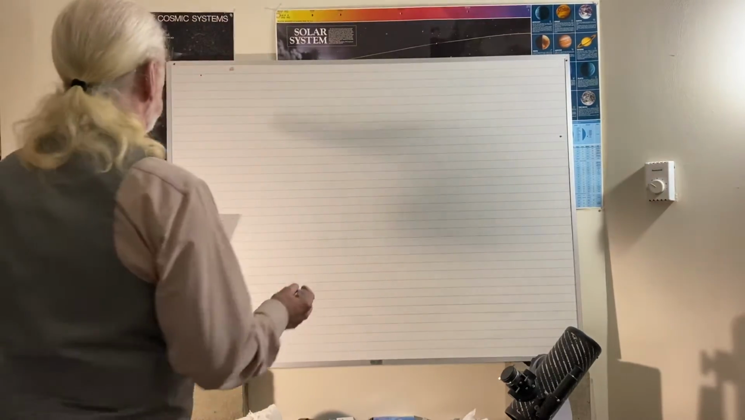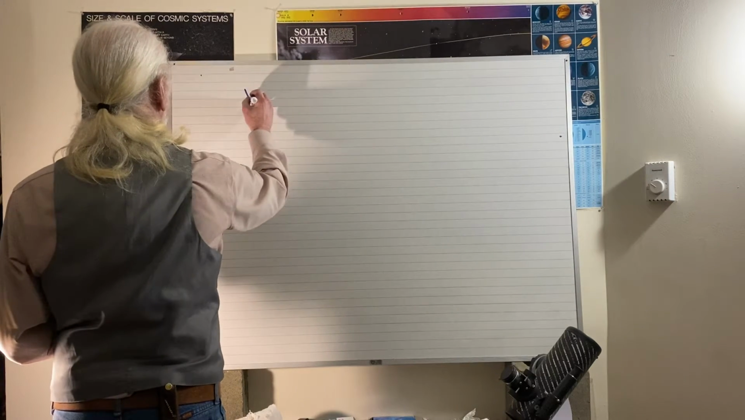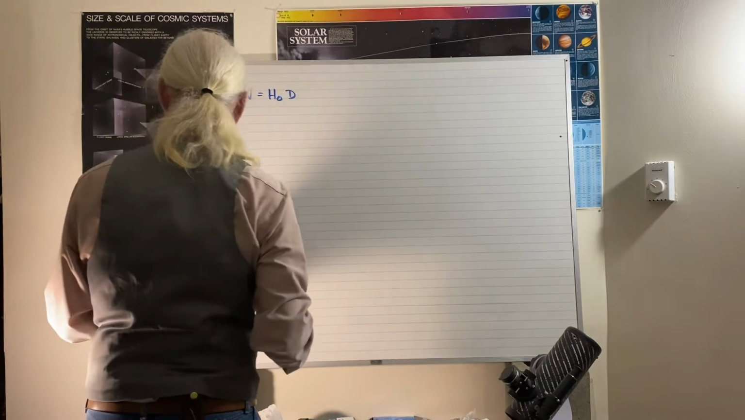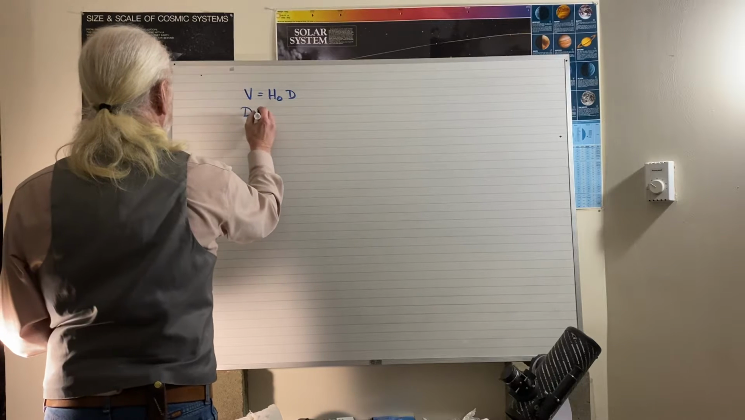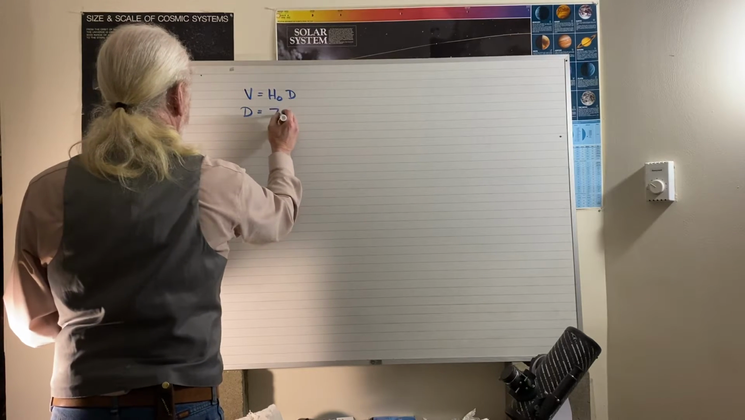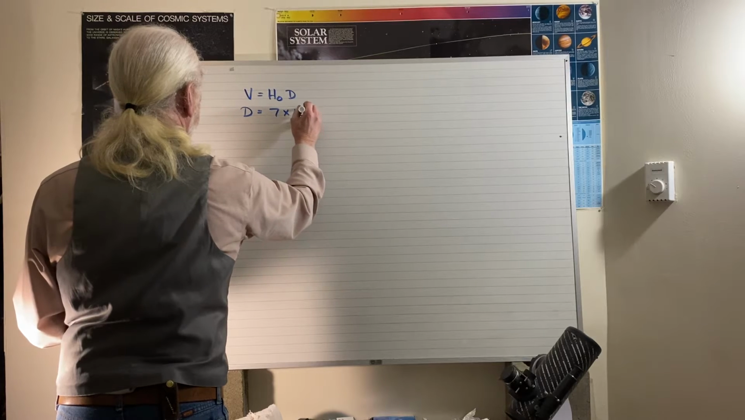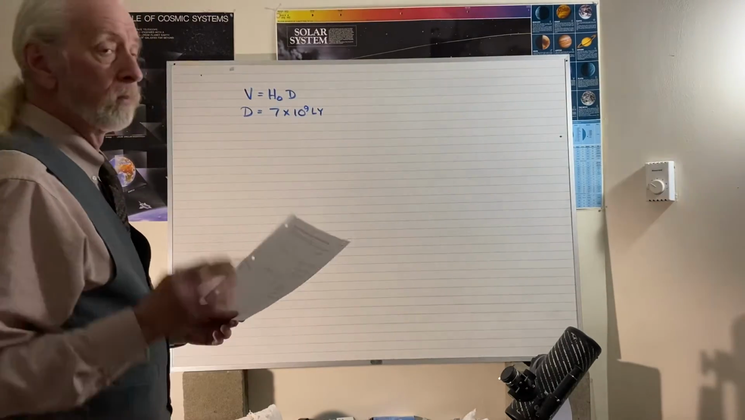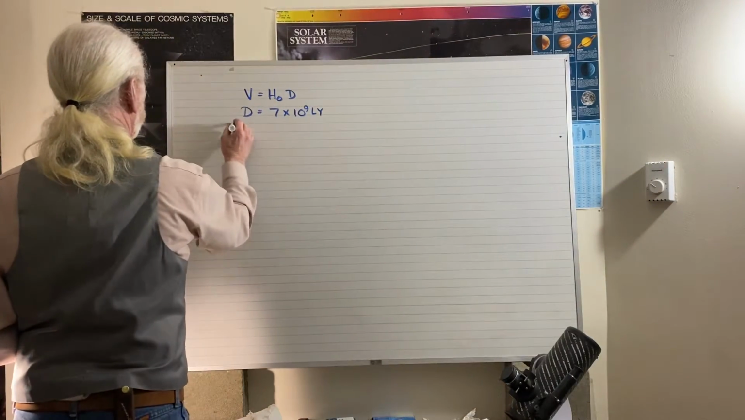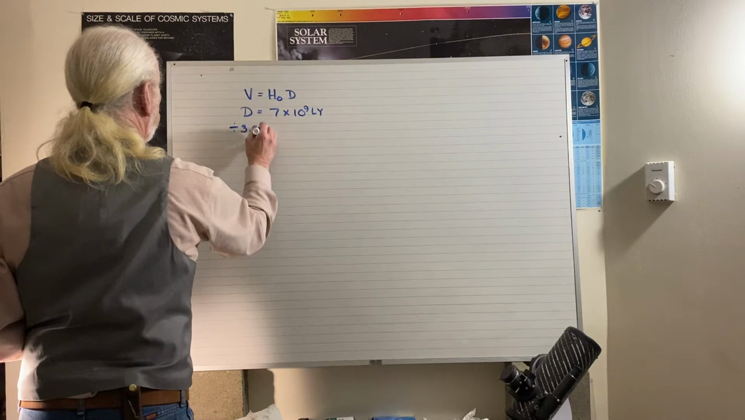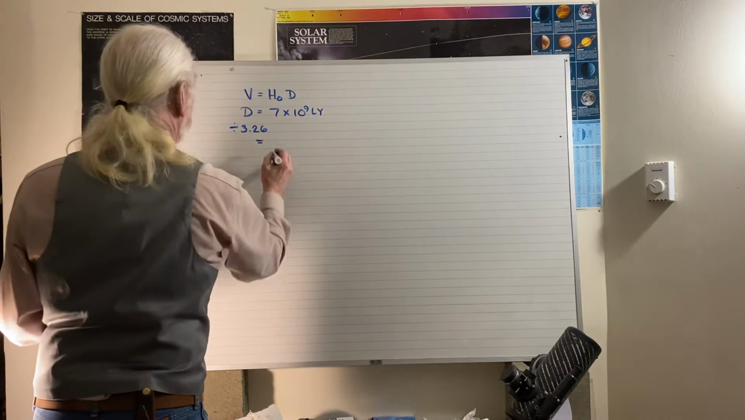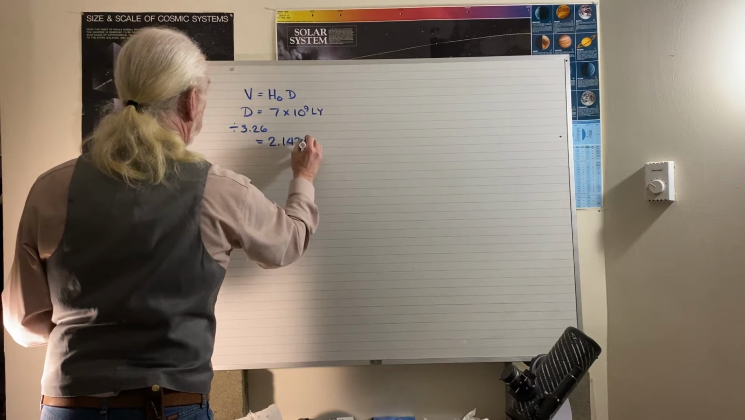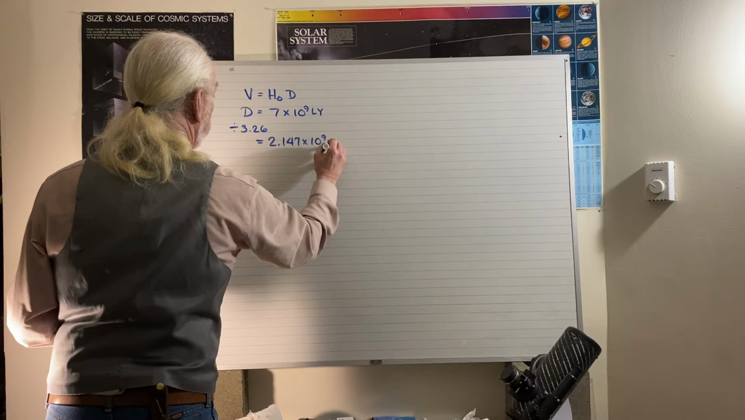So here's the Hubble law. Velocity equals the Hubble constant times the distance in parsecs. Our distance is 7 billion, or 10 to the 9th, light years. All right, so we're going to convert that into parsecs, so we'll divide by 3.26. And that gives us 2.147 times 10 to the 9th parsecs.